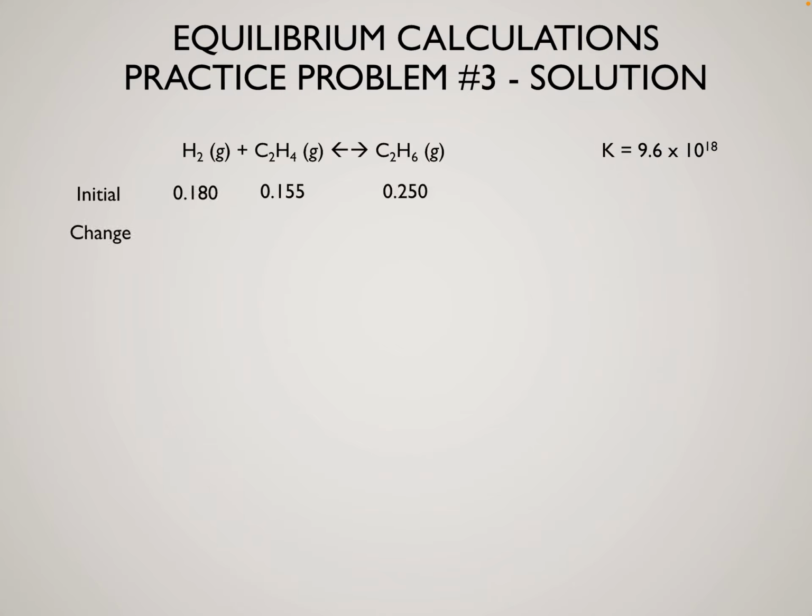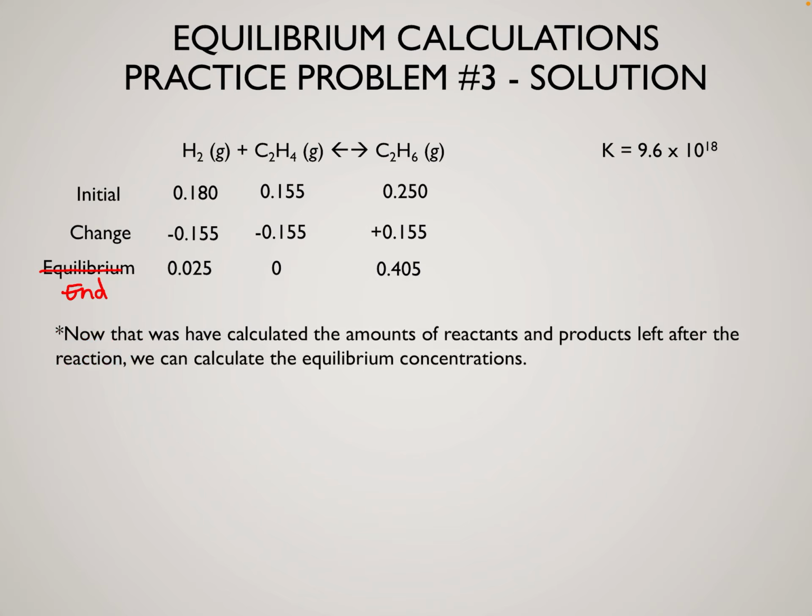So we're going to plug that in up here. So our change is going to be that 0.155. So we're going to subtract it from our reactants and add it to our products. And when we do that, now we have our equilibrium values, or our end values, really. And so after our reaction, we have a little bit of some of the reactants, we have none of this one, and then we have products. So this is assuming our reaction went to completion.